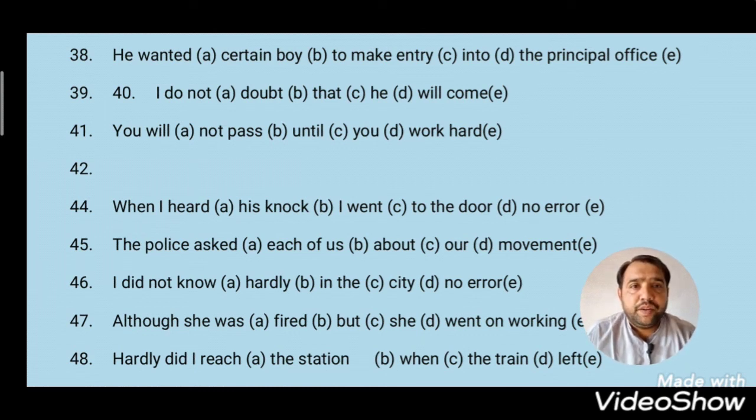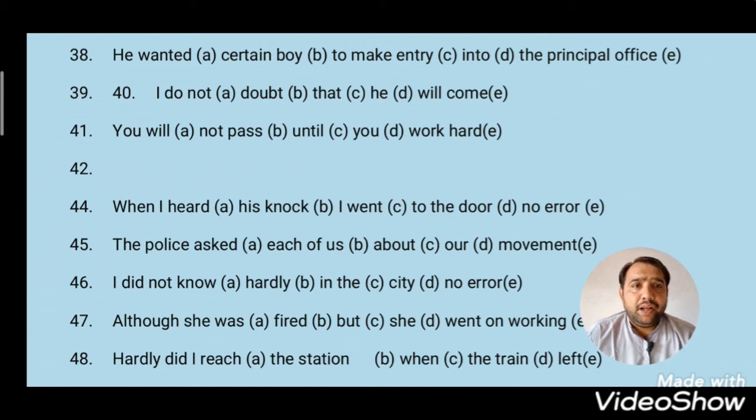According to number 41, you will not pass until you work hard. Guys, sometimes we confuse these two structures, until and unless. Until should be reserved for time and unless for situation. So here you will notice that we are talking about the situation, not the time. So here we should say you will not pass until you work hard. But here until should be replaced by unless, because here we are talking about the situation. So here we should say you will not pass the exam unless you work hard.